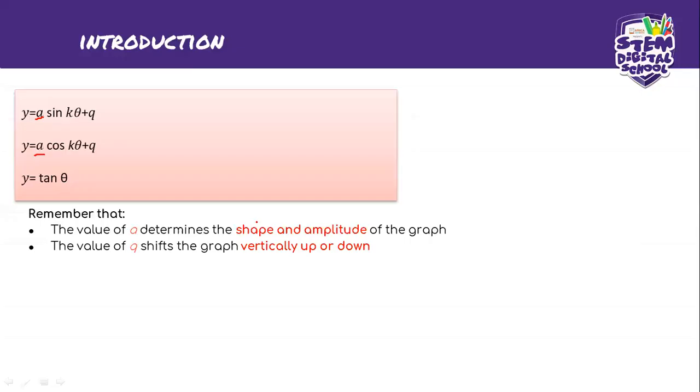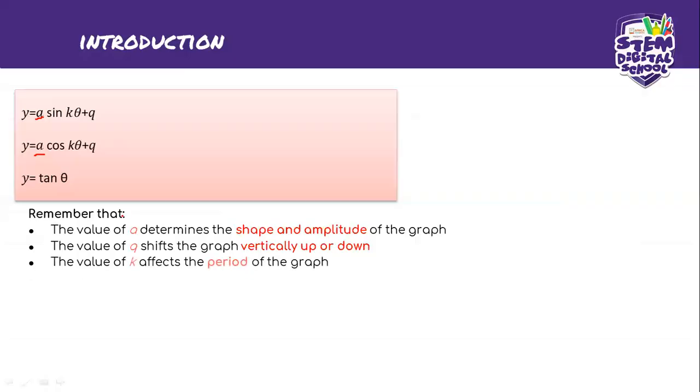Now we have q. It says the value of q shifts the graph vertically up or down. So if, for instance, you have positive 2, it means that particular graph is going to shift 2 units upwards. When it says negative 2, it's going to shift downwards by 2 units, right? That is the effect of q on our graphs.